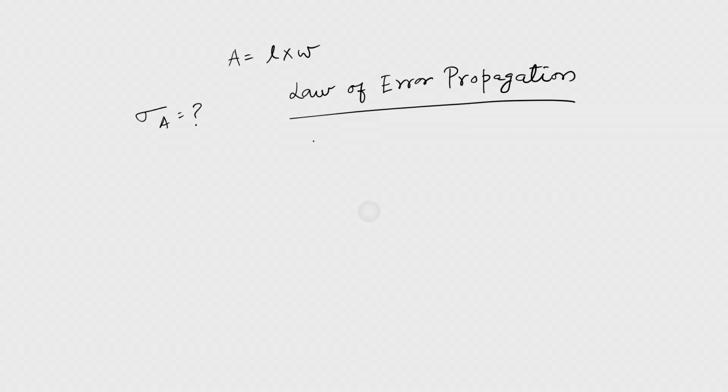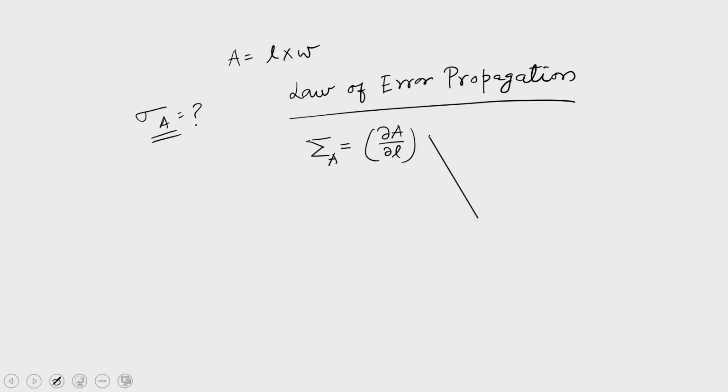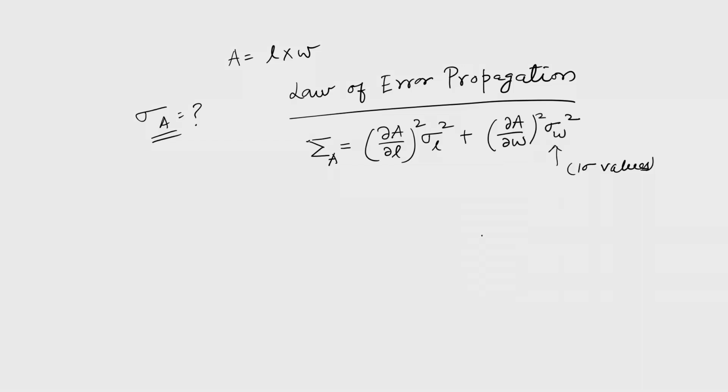I want to find out sigma A, which I am writing as sigma A equal to dA by dL into sigma L, both squared, plus dA by dW into sigma W, squared, where these two are one sigma values. You got the idea from basic surveying, although I am using this symbol.